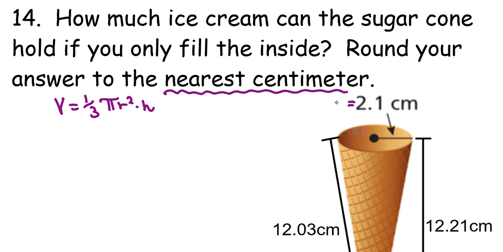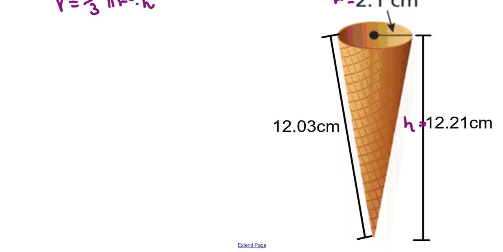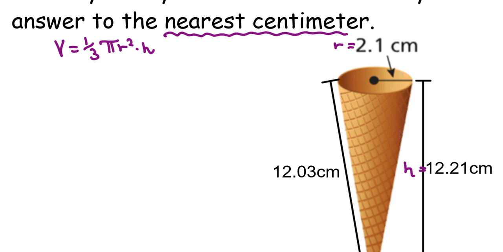So the 2.1 is our radius. Our height versus our slant height, be careful, we want the height. The height is the 12.21. That should represent our height. So that's what we want to use in order to solve this problem. And let's plug in our values. So volume equals 1/3 pi times 2.1 squared times 12.21.